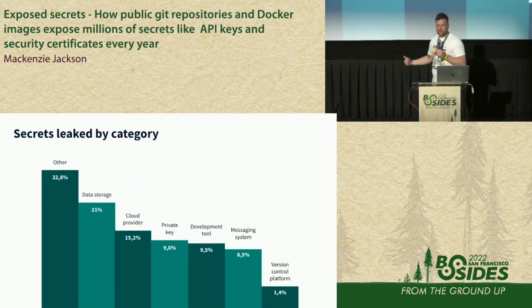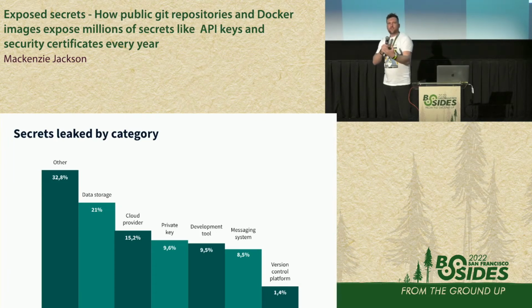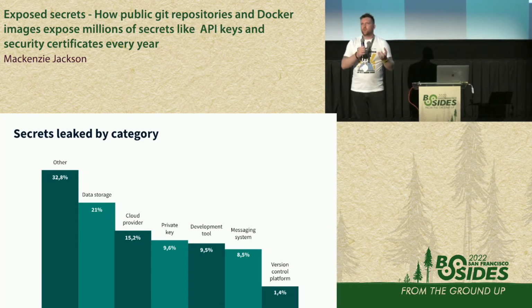So what were the type of secrets that we found? Well, we found some data storage keys. Those were about 21%. The other category, which is the largest, is what we don't know they do. So there might be private key security certificates. We can't tell you what they do.